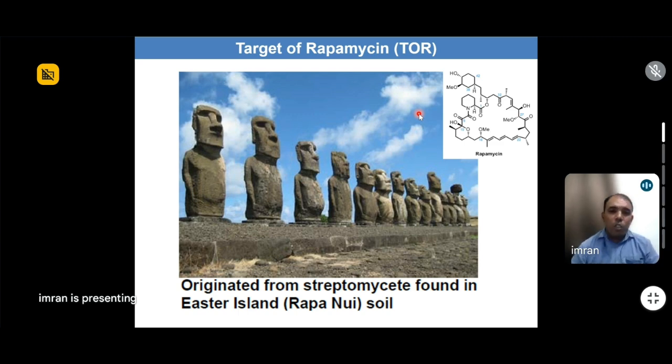Now, as I'm talking about TOR, first of all, I will explain what TOR is and why I'm interested in working on TOR signaling to improve starch content. So TOR is the target of rapamycin. This is basically a drug, rapamycin, which inhibits the kinase. The drug was actually isolated from Easter Island, known as Rapa Nui. From the name of this island, the drug was named rapamycin. It is actually isolated from actinomyces, and this is the structure of the drug rapamycin.